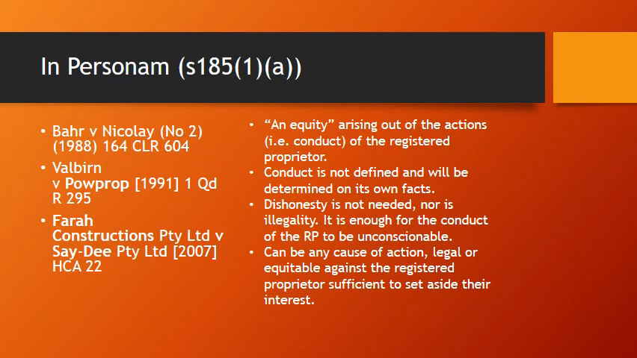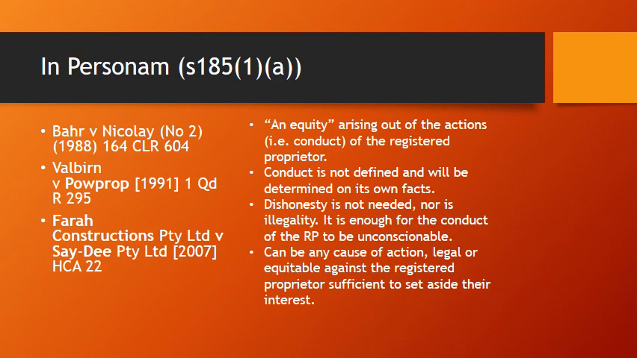Okay, this is the problem section, the in personam or the equity exception. Now, the reason why I say it's a problem is because it's quite poorly defined in the legislation. It just says under section 185(1)(a), an equity arising out of the actions of the registered proprietor. So in this case, we're not necessarily talking about fraud. We're not talking about moral turpitude or actual dishonesty or impersonating someone or forging documents.